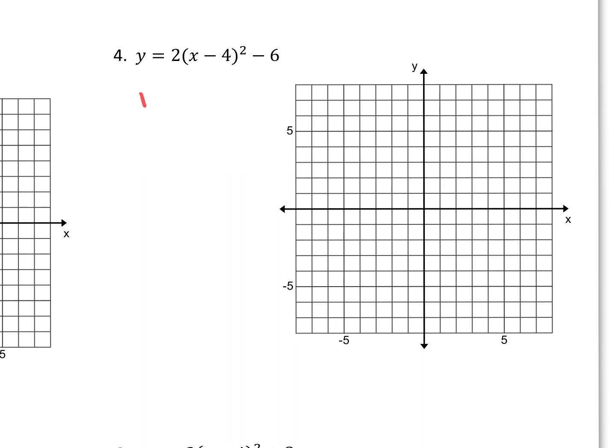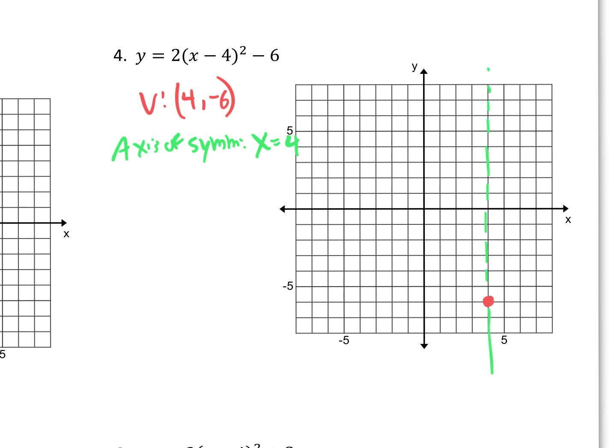How easy is this? What's my vertex? Positive 4, negative 6. Okay. What is my axis of symmetry equation? Remember, on the wall it says x equals the x value of your vertex. What is the x value of our vertex? 4. Perfect. Okay. Let's actually plot the vertex, positive 4, negative 6. That is 1, 2, 3, 4. 1, 2, 3, 4, 5, 6. Okay. That's right there. Draw your axis of symmetry right through it.